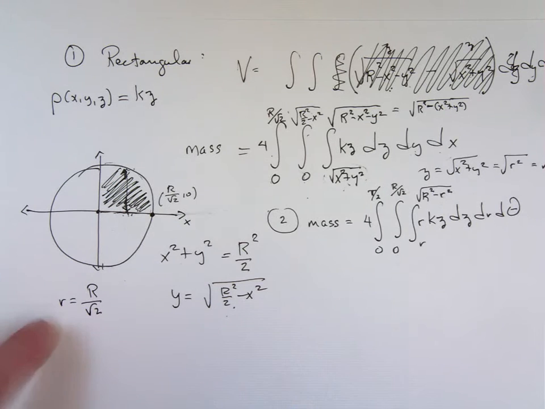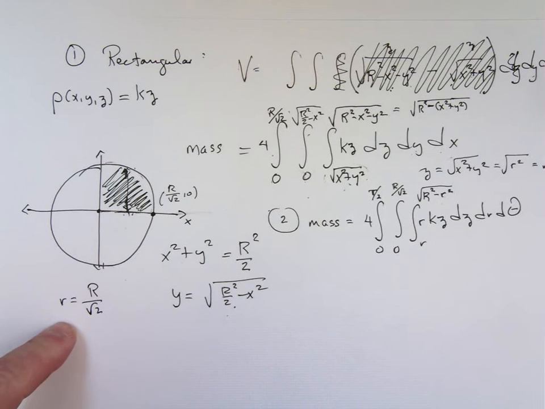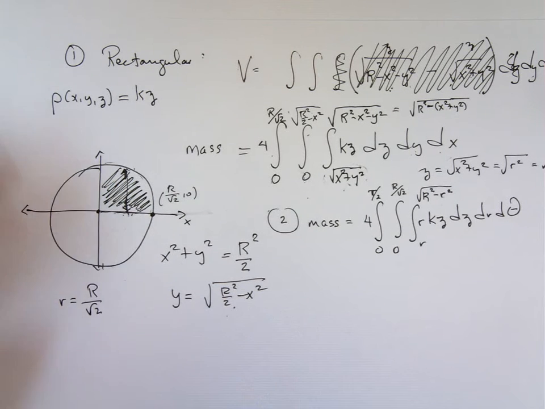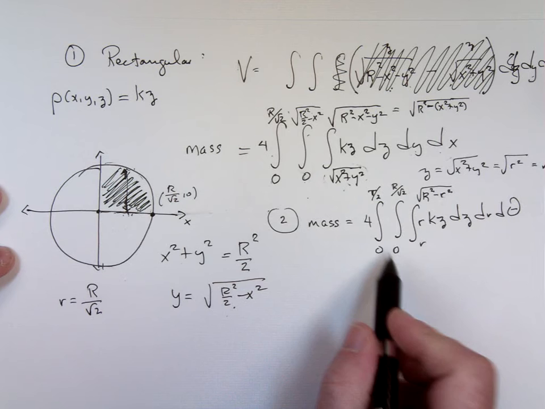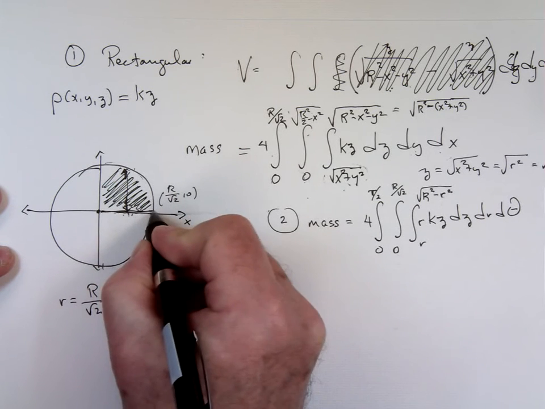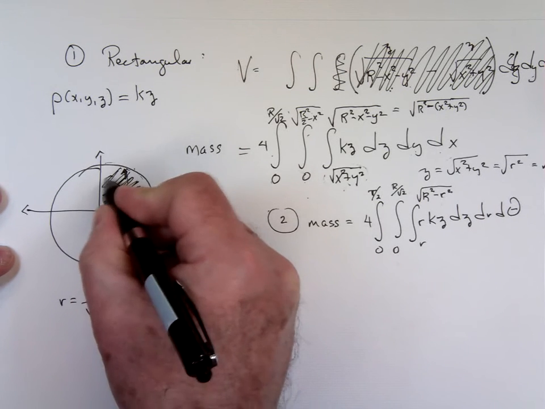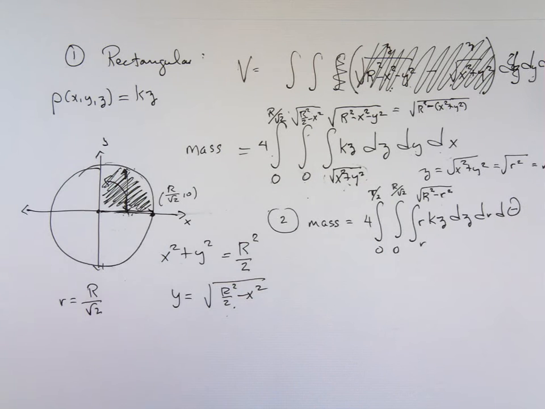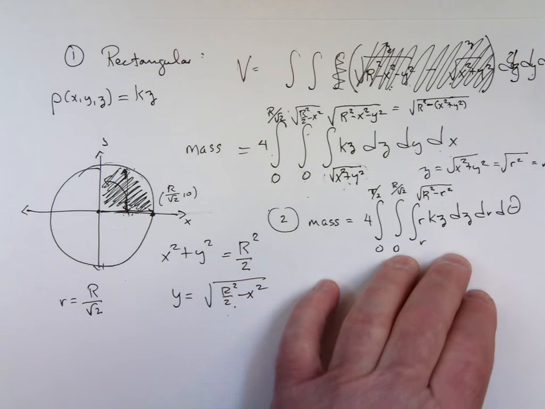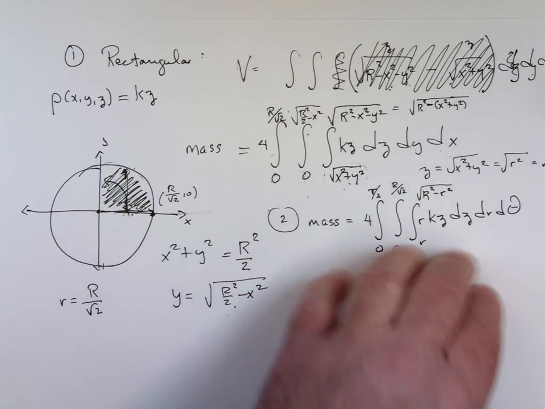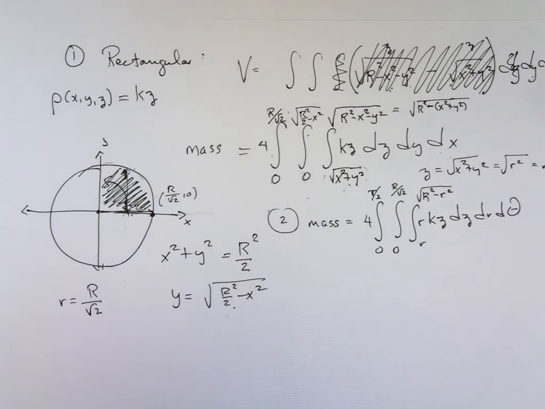So is pi over 2 just because it's in that quarter? Yes, exactly. The theta limits go from 0, the x-axis, up to the y-axis at pi over 2. If we didn't want to use the quarter, you would just do pi. This one's easier than the rectangular. This integral here is not that bad. It's pretty simple. Let's go to spherical coordinates.